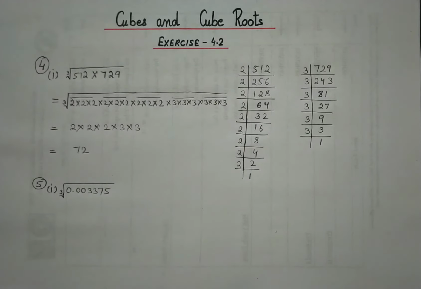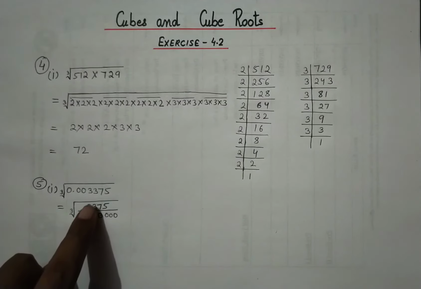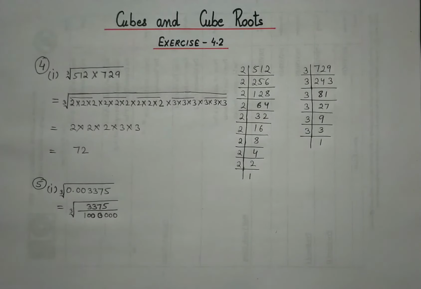Now let's see question number 5. In this one we have to find the cube root of the decimal numbers, and we are having the first part as 0.003375. First of all, we are going to remove the decimal sign and convert into the fraction. Then we will find the prime factors of the number 3375.